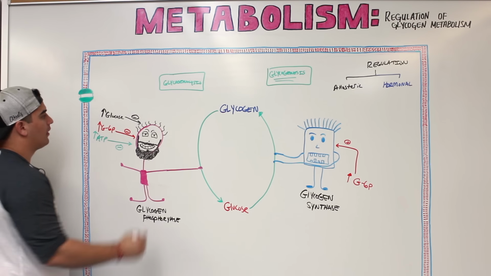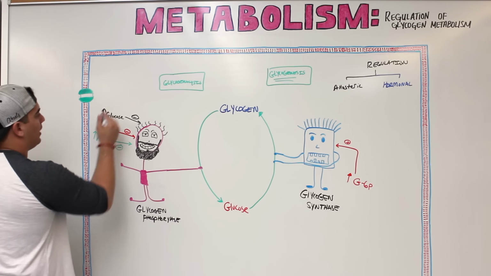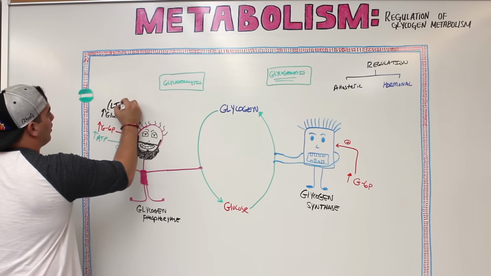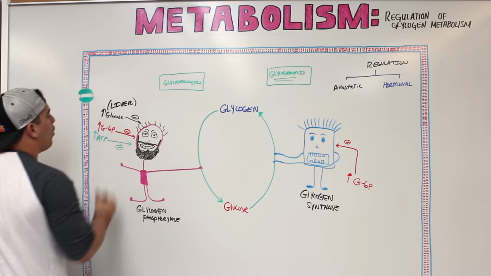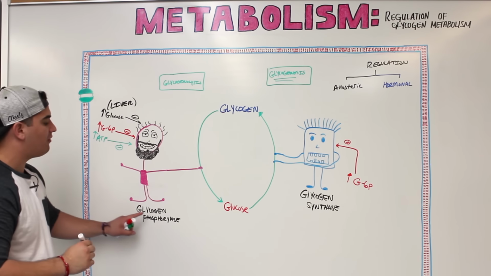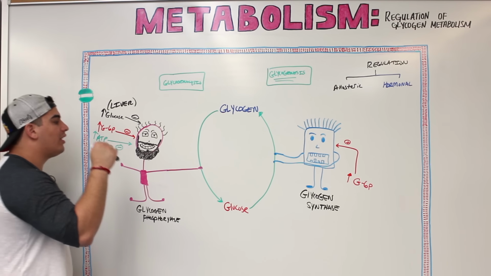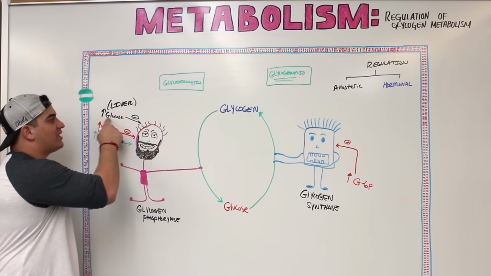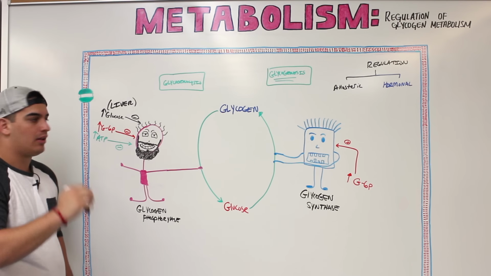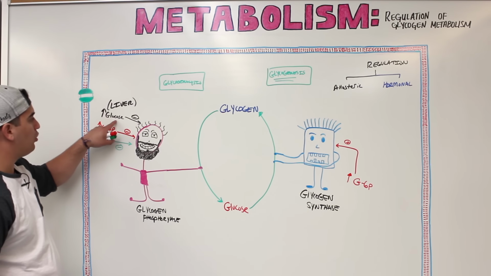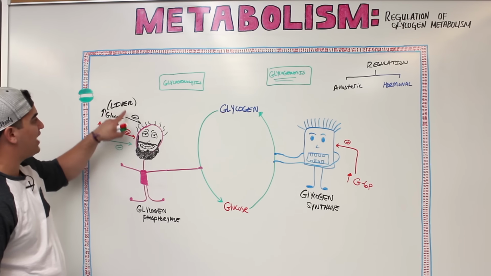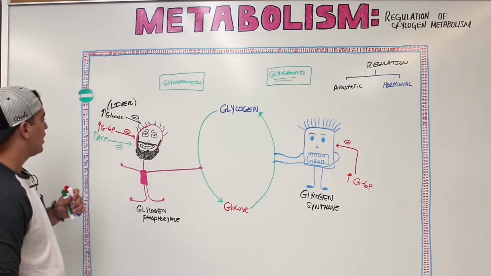But this is only happening in the liver. Glucose is only inhibiting this glycogen phosphorylase in the liver. In the muscles, this is not inhibiting it, okay? So we need to make sure that we're very careful with that. Glucose is only inhibiting glycogen phosphorylase in the liver, not in the muscles.